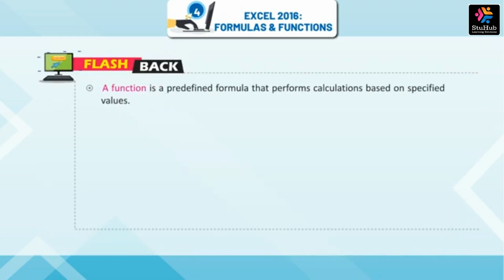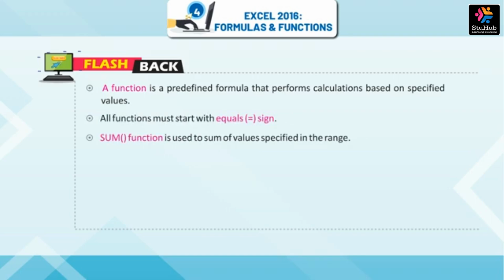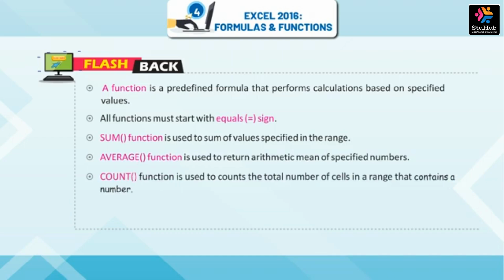Flashback. A function is a predefined formula that performs calculations based on specified values. All functions must start with an equals sign. The SUM function is used to sum the values specified in the range. The AVERAGE function is used to return the arithmetic mean of specified numbers. The COUNT function is used to count the total number of cells in a range that contain a number.